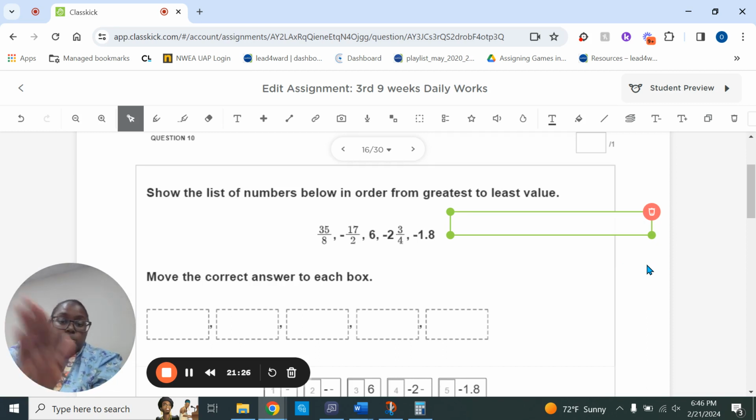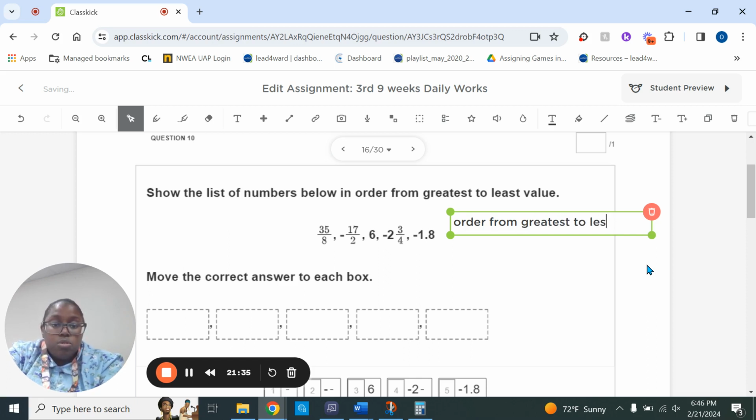So, order from greatest to least. Now, here's the thing about ordering this from greatest to least, though. We have 2 improper fractions, 1 whole number, 1 decimal, and 1 mixed. So it's a lot of different things going on here. We basically have 1, 2, 3, 4 different number forms. And that would be kind of hard to compare and figure out the order if they all look different.